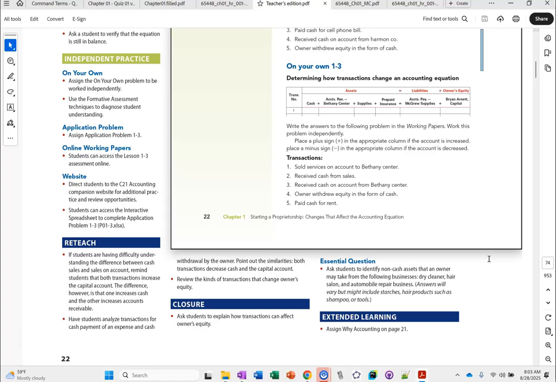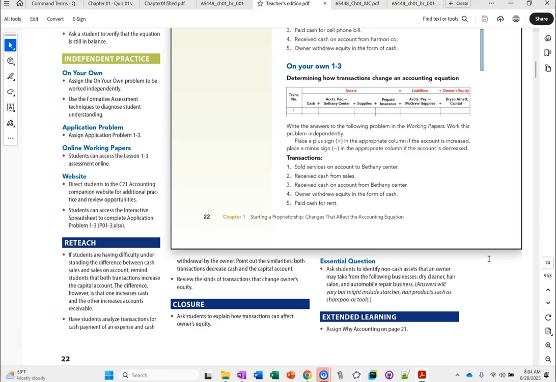Gavin? Minus in cash and minus in capital. Correct. Good job. And number five. Tomasino, can you do this one? Yeah, minus in cash and minus in equity. Perfect. Minus in cash and minus in equity. Okay. So far, so good. Everybody feels pretty decent, I hope.